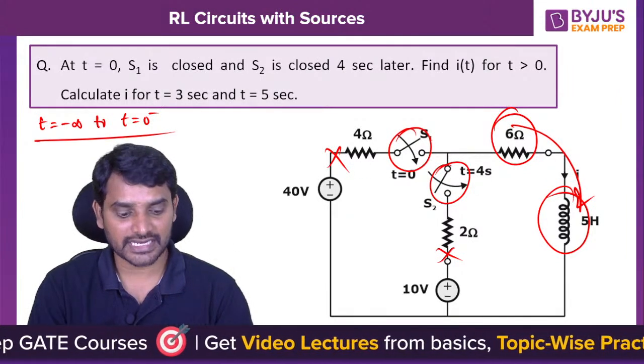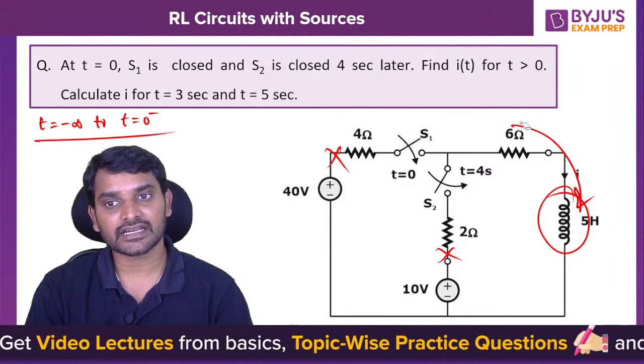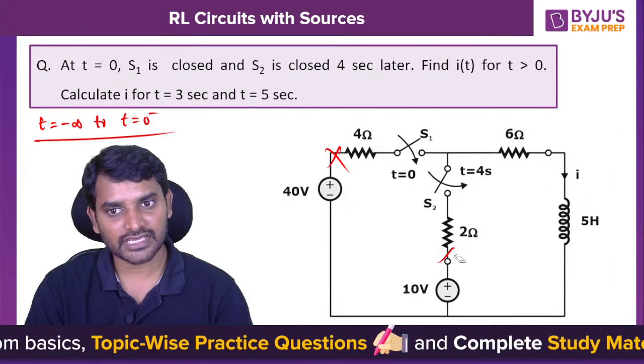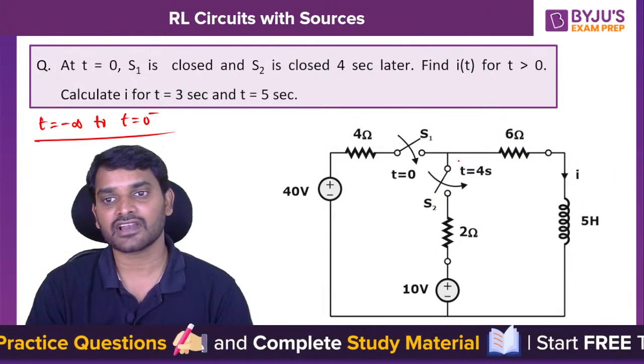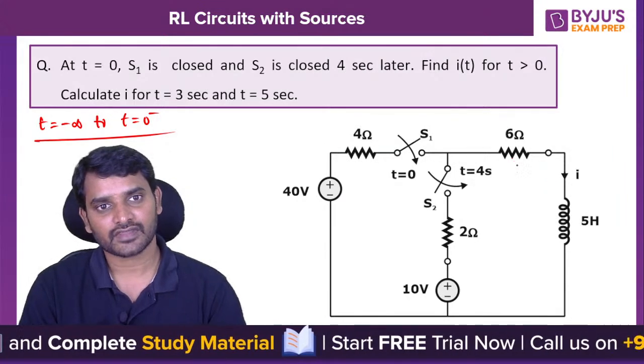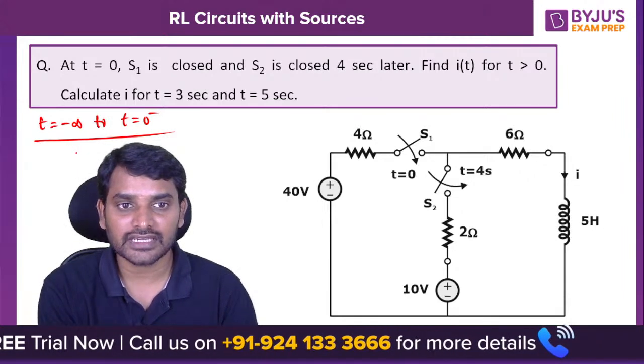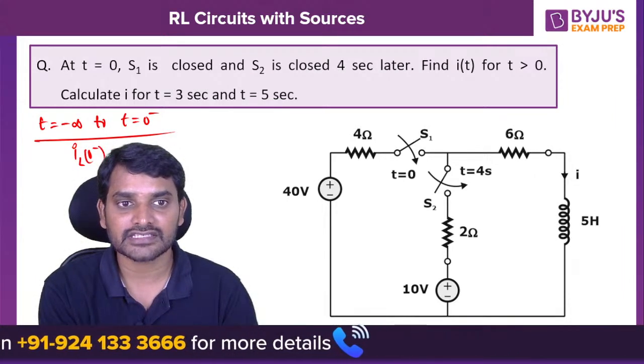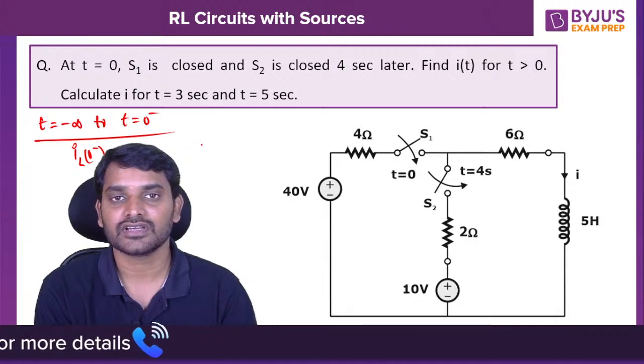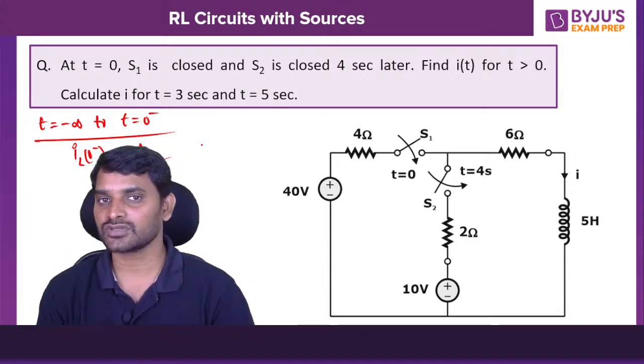If no source is connected, will it charge or will it store the energy? No, it will not store the energy and will not reach steady state. So at t equals 0 minus, there is no current flowing through the inductor. So IL of 0 minus will be literally 0 amperes. No current, because no source is connected.